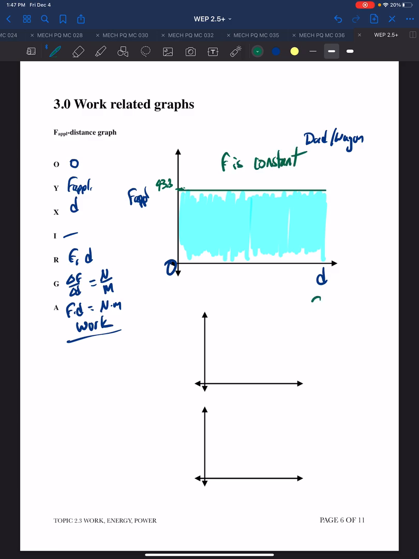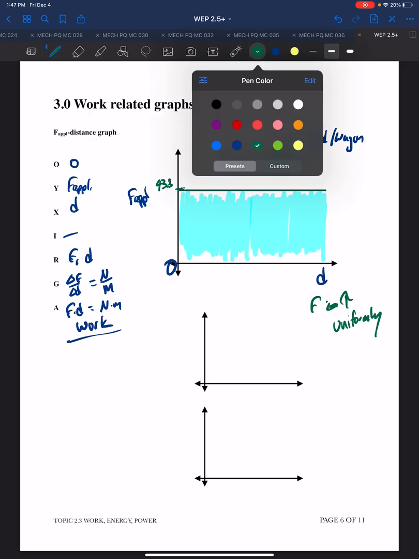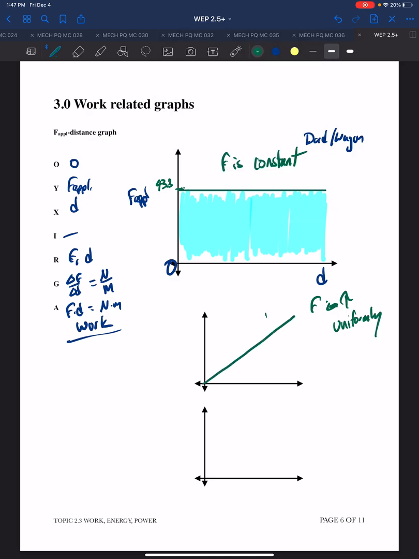Now we could have a case where the force increases uniformly. And that curve would look like this. It increases uniformly. So force and distance. And so we could read force and distance. The slope is still newtons per meter, and the area is still the work. But now it's no longer constant. So we're now taking the area of a triangle.